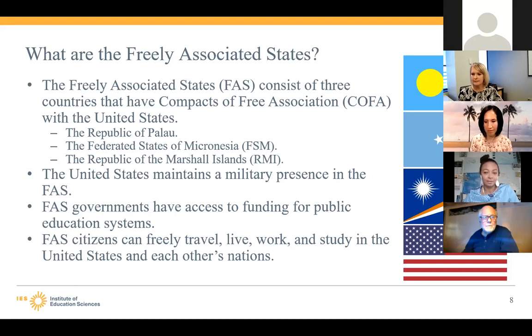The FAS governments have access to funding for public education systems such as Pell Grants, and then the U.S. Postal Service, the Federal Aviation Administration, and then the Federal Emergency Management Agency, while FAS citizens can freely travel, live, work, and study in the United States and in each other's nations.